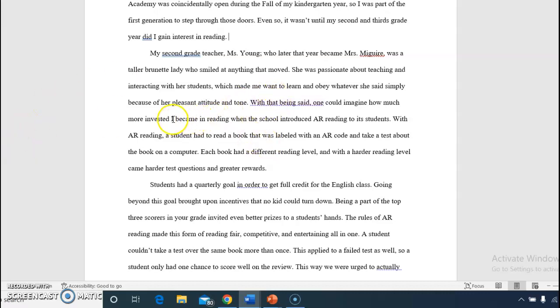And right here, down here where it says, I became, with that being said, one can imagine how much more invested I became in reading when the school introduced AR reading to its students. First of all, whenever you have an abbreviation for anything, the very first thing you want to do is actually list it by name. So if I was giving some students some feedback, I would say, type out accelerated reading.